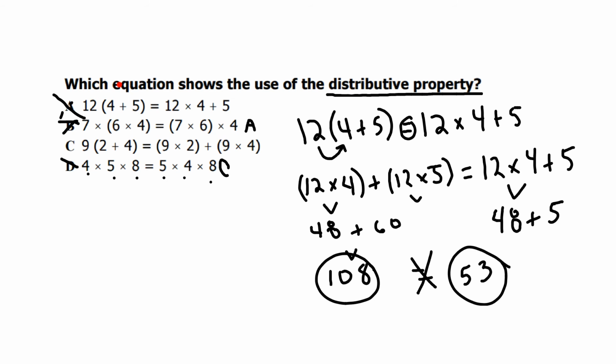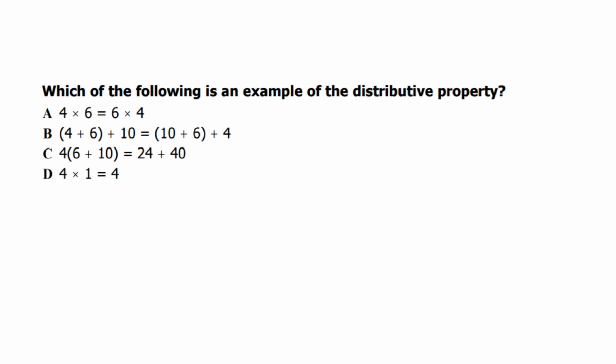So now let's look at the final one. All right, so here's another similar problem. Let's see if we can read the problem first. Which of the following is an example of the distributive property? We underline or highlight our important information. And now let's go through and see if we identify any other properties other than distributive.